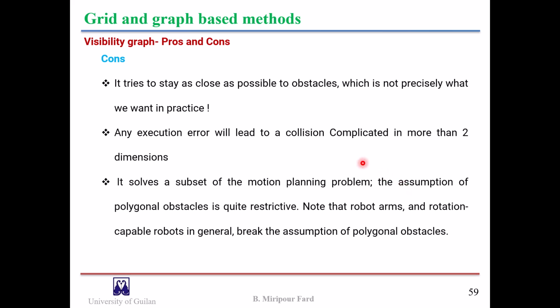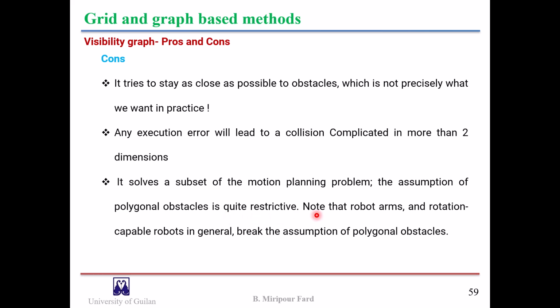And here you can see some cons of visibility graph. It tries to stay as close as possible to obstacles, which is not precisely what we want in practice and in real implementations. Any execution error will lead to a collision. It is complicated in more than 2 dimensions. And this approach solves a subset of the motion planning problem. The assumption of polygonal obstacles is quite restrictive.